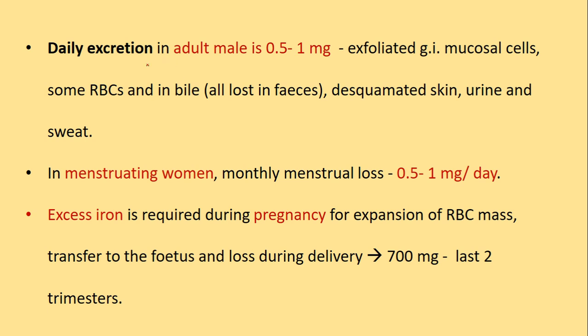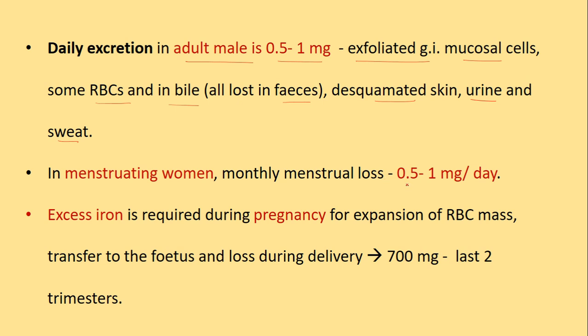So what is the daily excretion of iron? In adult male it is 0.5 to 1 milligram. So it will be excreted through exfoliated gastrointestinal mucosal cells, through some of the RBCs, and in the bile will be lost in feces, and through desquamated skin as well, and in urine as well as sweat.